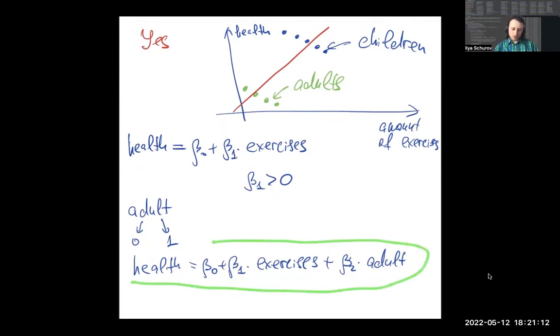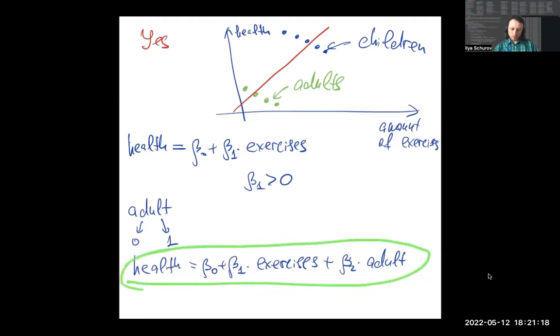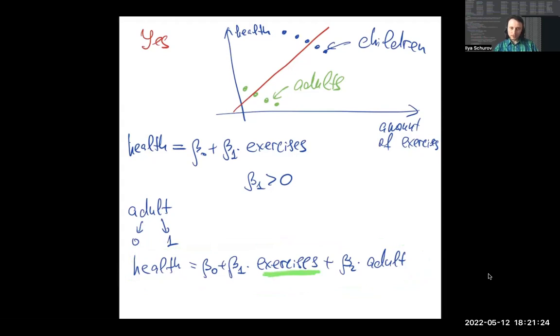Note that now you basically fit two lines. If I think about this model, it says the following. This is a linear function of exercises, but the intercept depends on the value of this adult variable. So if I have to draw a graph of this dependence, I have to draw two lines. One line corresponds to adults and another line corresponds to children. How will these two lines be connected to each other? What are the relations between these two lines?